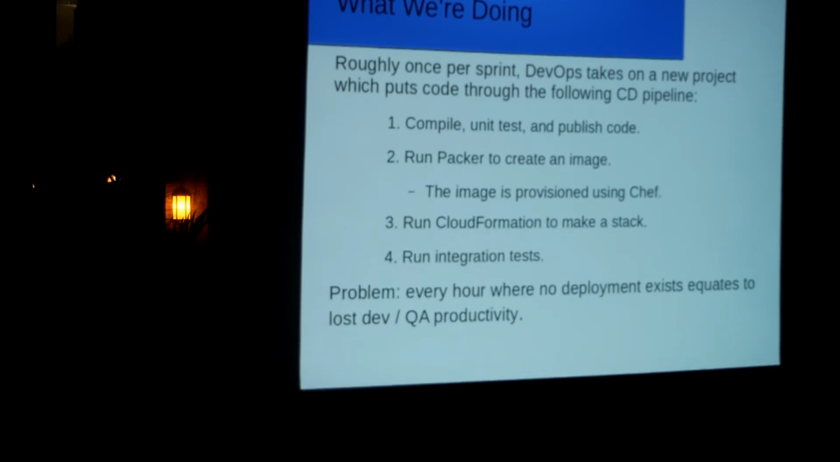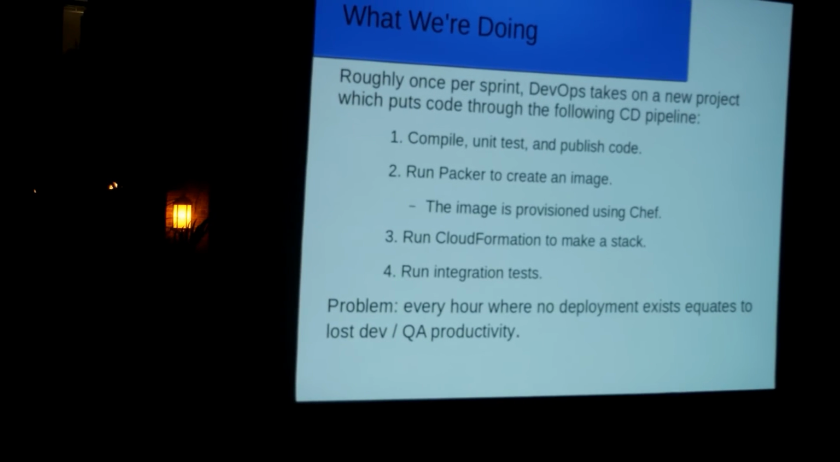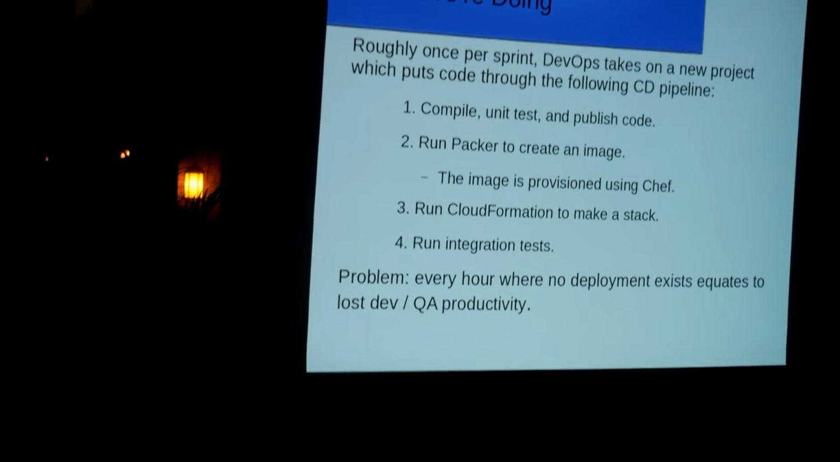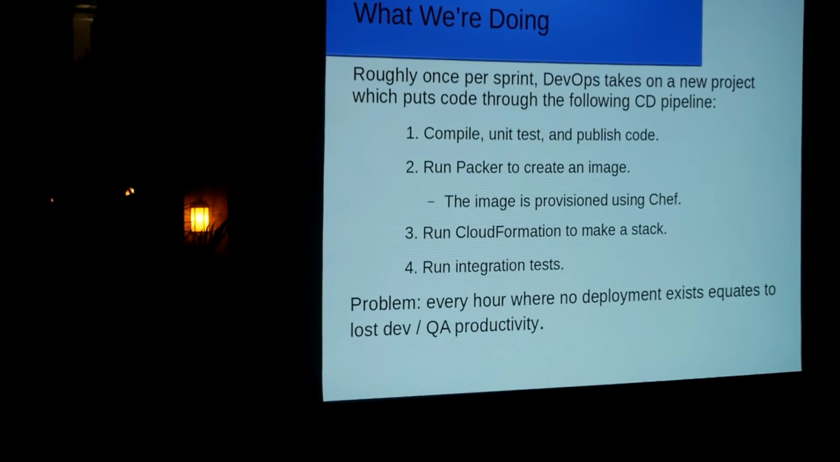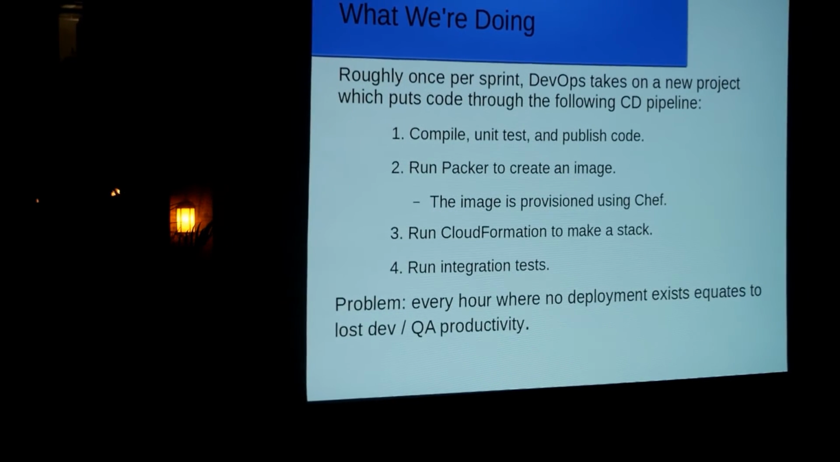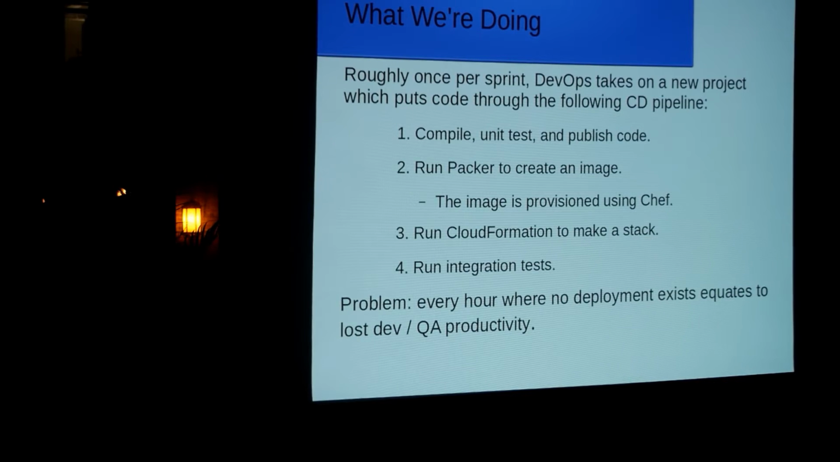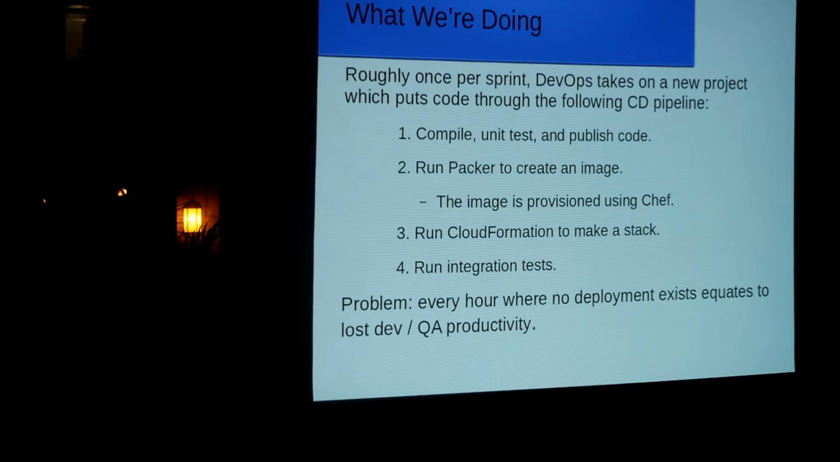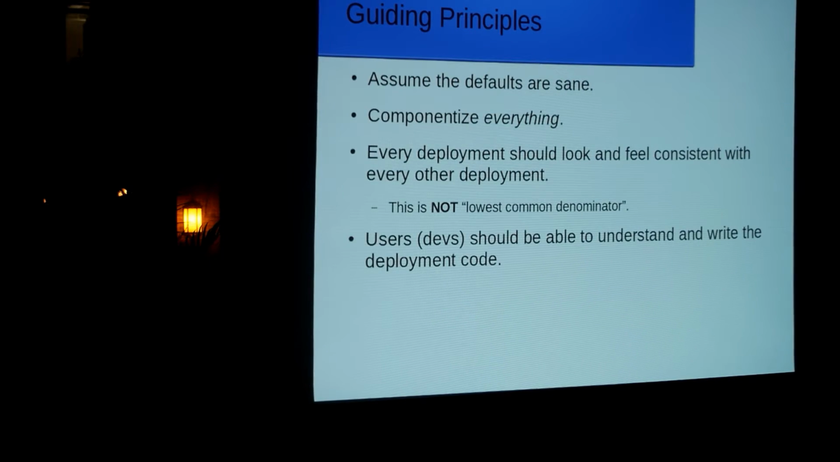Roughly once per sprint, which for us is every 3 weeks, we have a new project come in. And the ask of us is to say, now for every commit, walk this through a CD pipeline. It's a pretty typical CD pipeline, but the problem that we're trying to solve is that the minute the code gets checked in for the first time, there's lost productivity for every minute or hour, whatever unit of time you want to use, where QA and dev are iterating and they're not getting stacks spun, they're not having tests run. So there are a couple of guiding principles that we use to try and mitigate this problem.